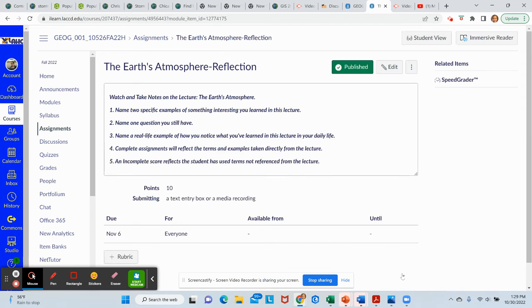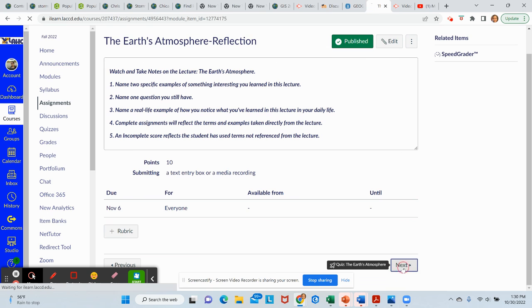After that, we walk through our reflection. This reflection, it will really help you. It's 5 questions. After you've taken notes on that about half an hour lecture, you're going to name 2 specific examples of something interesting you learned in this lecture. Name 1 question you still have. Name a real life example of how you notice what you've learned in your daily life. Complete this assignment, and this will reflect in examples taken directly from the lecture. And if you receive an incomplete score, it just reflects the fact that you're not using terms referenced from this lecture. So it's really important that you watch this specific lecture.